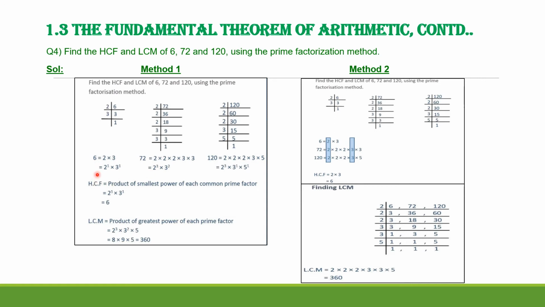So if you see here, 2 power 3 is the greatest, 3 power 2 is the greatest, and 5 power 1 is the greatest across the three. So the LCM will become 360.